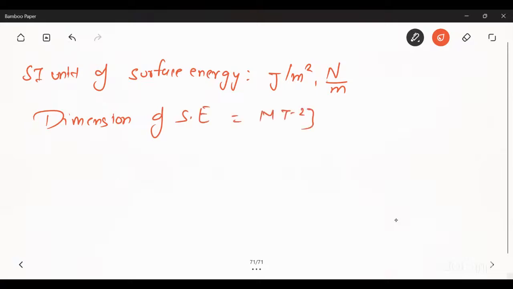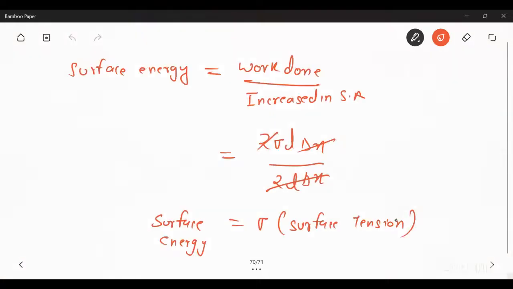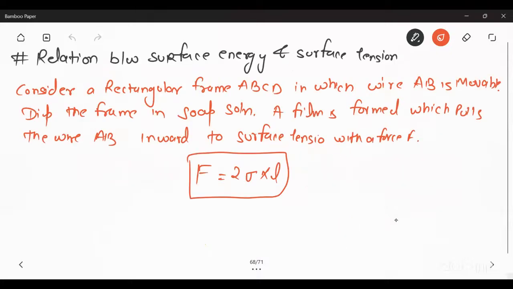So that was a very important topic, and it has repeated in your exam, I think in four papers. The relation between surface energy and surface tension.